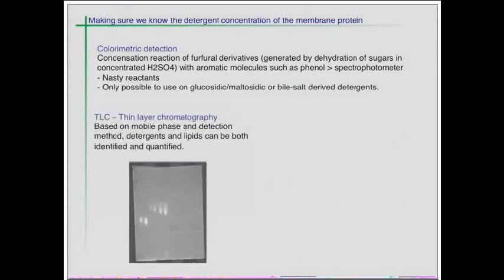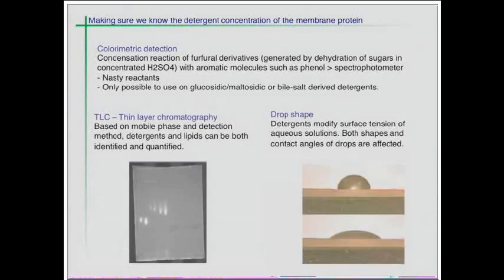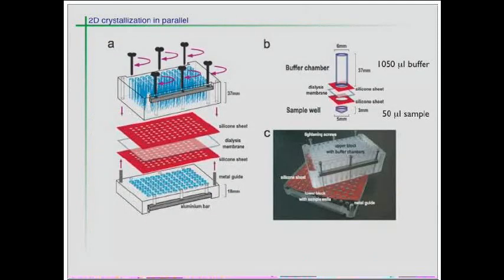You can either use colorimetric detection. A simple TLC will carry you a long way and will help you to determine the concentration of almost all detergents. And following a bit in the footsteps of Andreas and the people in Basel, we are now also currently using drop shape analysis to determine detergent concentration in our samples. Once we know the detergent concentration, we know the protein is stable in detergent, we start setting up crystallizations.